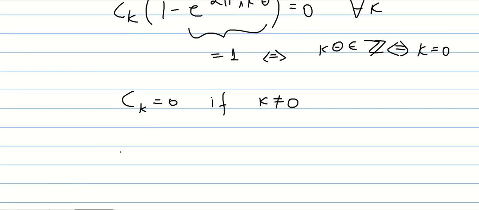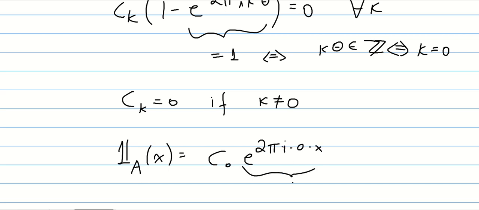So what does it mean? Let's look at the decomposition again. This is a sum of c_k's, but all of them are 0 except for the 0. e to the 2 pi i times 0 times x, but this is just 1. So this is going to be c_0 almost surely, right? The decomposition is an L2 decomposition. It only holds almost surely. But we're essentially saying that the indicator function of A is a constant almost surely.